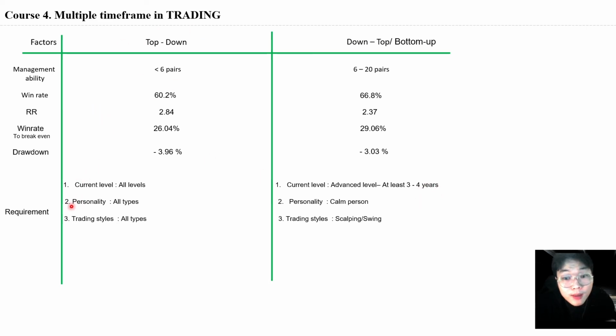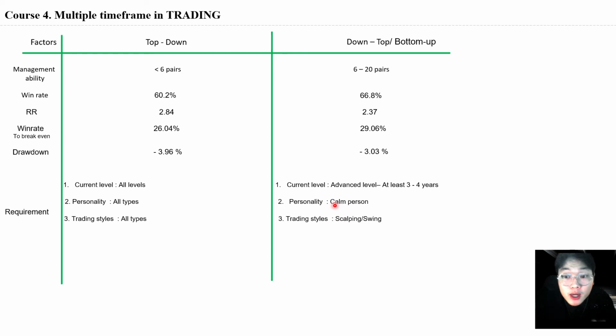And the next one is about your personality. The top-down analysis method is suitable for all types, whether you are a hot-tempered person or a calm person. But the bottom-up analysis method is only suitable for the calm person. Why like this? Because you're scanning a lot of currency pairs in the market. Therefore, at this time, you can find a lot of entry signals on the markets.